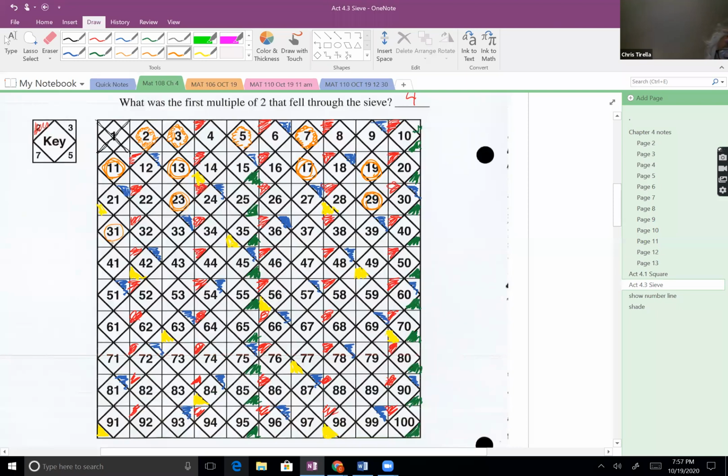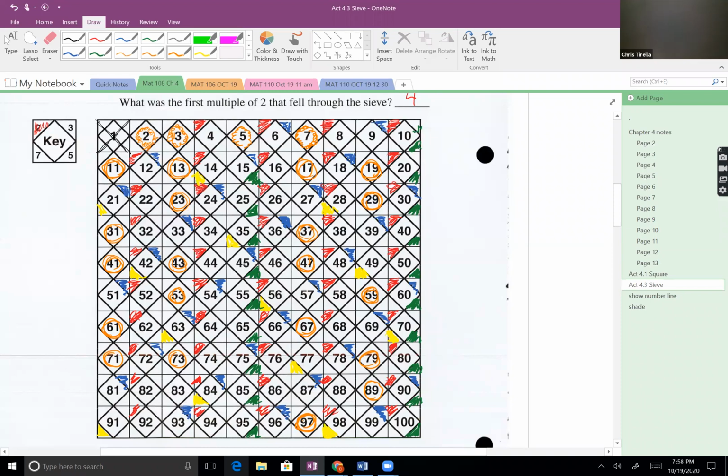29, then 31, 37, 41, 43, 47, 53, 59, 61, 67, 71, 73, 79, 89, and 97 would all be primes.